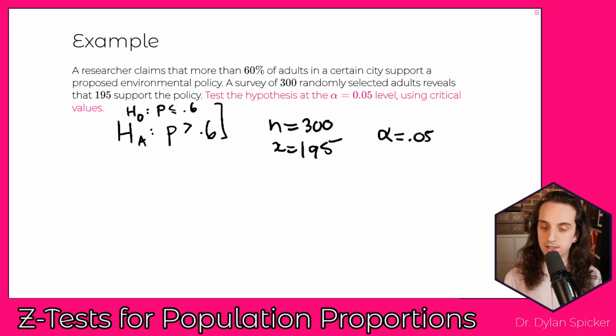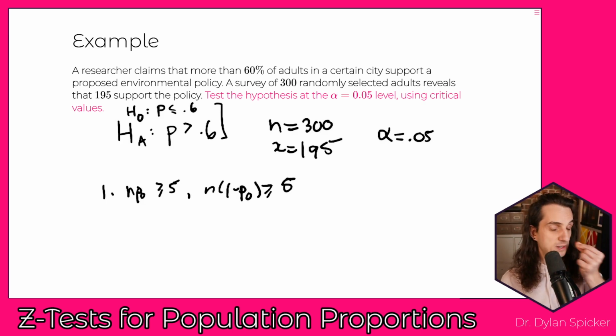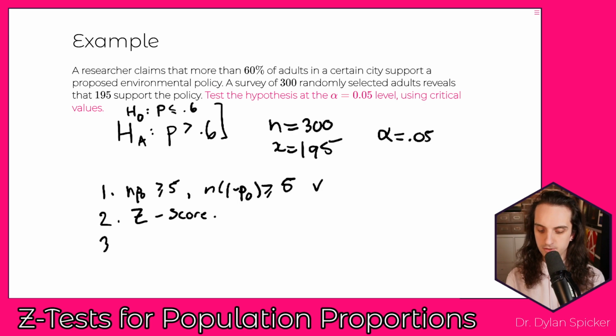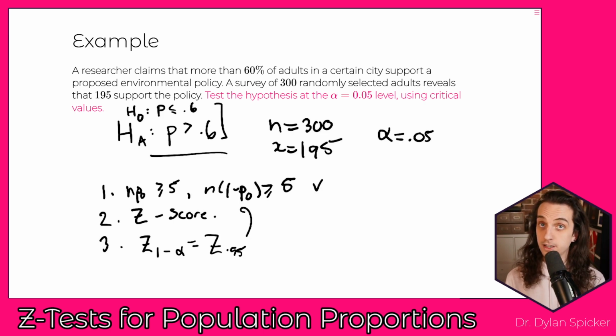Okay, and so then we would first want to check, is n times p naught greater than or equal to 5, and n times 1 minus p naught greater than or equal to 5? And if that's the case, then we can proceed with our approximation here, right? In the second part, we're going to actually work out, well, what is our z-score? Okay, and then we want to use critical values here. Now notice that we have an upper tail alternative, and so the z value that we're going to want is going to be z of 1 minus alpha, which in our case is going to be z of 0.95. Okay, and then from here we would compare our z-score to our critical value and proceed.